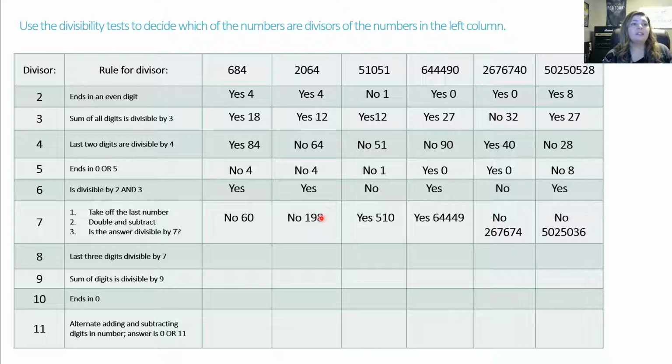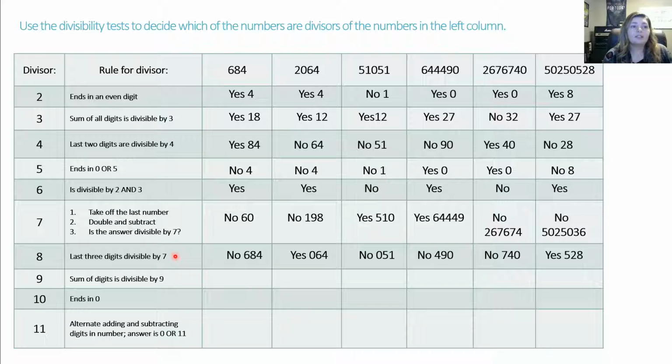So the rule for 7 is kind of tricky, and it involves a couple of steps. What we're going to do is take off the last number. So we see 4. We're going to take 4 off, and we're going to double that number. So then it's 8, and then we're going to subtract that number. And then we say, is that number divisible by 7? So the answer here would be 60, and no, that is not divisible by 7. And then we'd go on and so forth. See, the numbers get kind of large, so it would be very useful to have a calculator or scratch paper to work these problems.